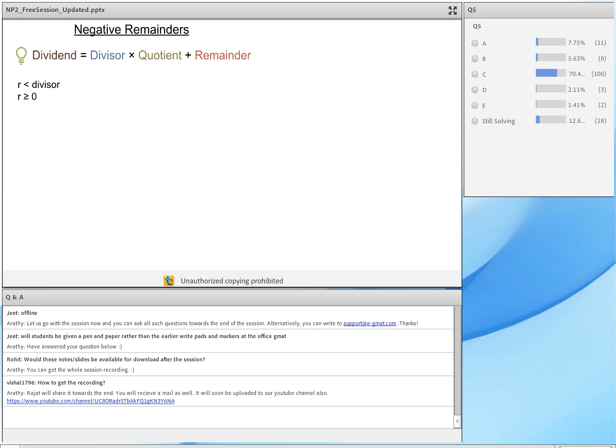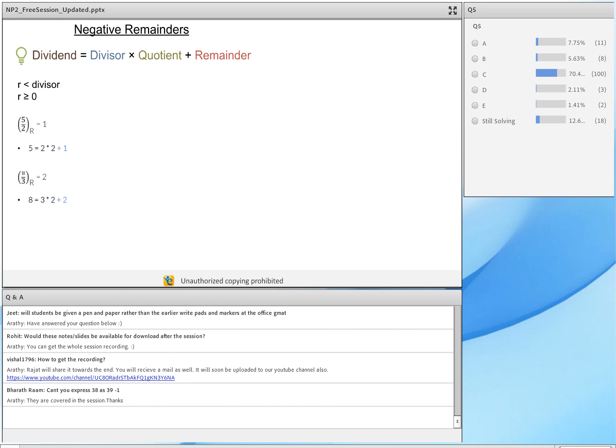Okay. So now let's look at this and say if you want to find the remainder of 5 by 2, you can write 5 as 2 times 2 plus 1 and you get 1 as the remainder. Similarly, if you want to do 8 by 3, you get the remainder as 2. How? By writing 8 as 3 times 2 plus 2. But what if you want to do it in a slightly different way?